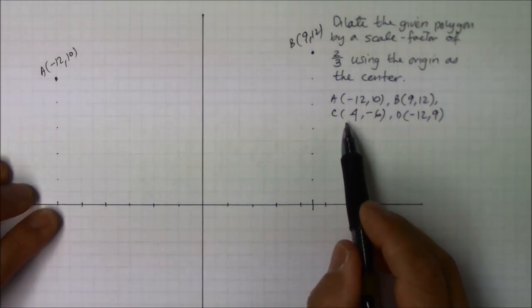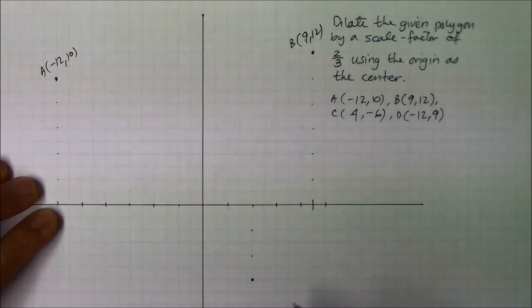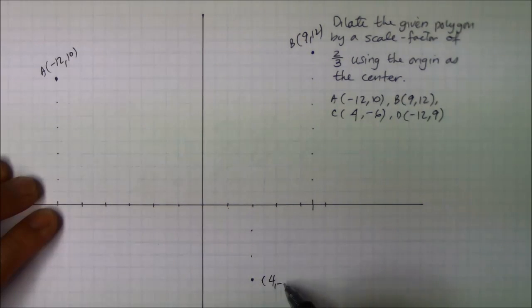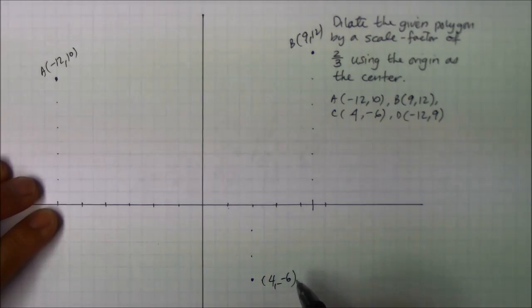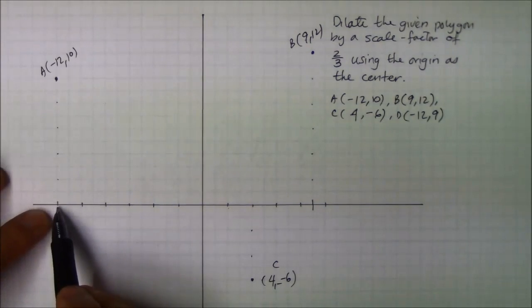And C is 4 and -6, so 2, 4, and 2, 4, 6. So 4 and -6. That's a -6, okay? And that's the coordinate C. And the coordinate D is -12 and 9. We already have a -12 here.